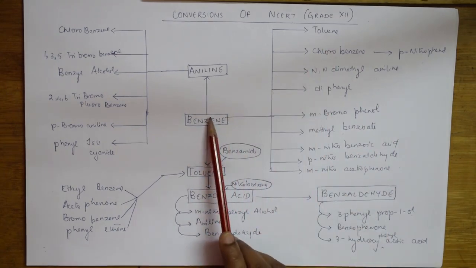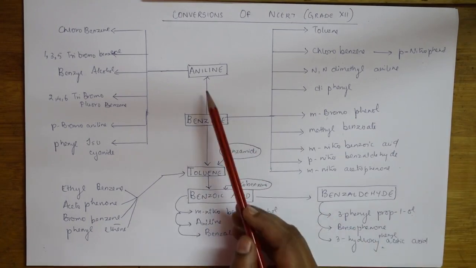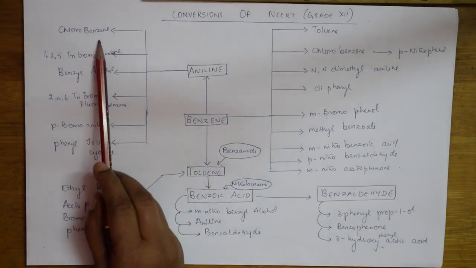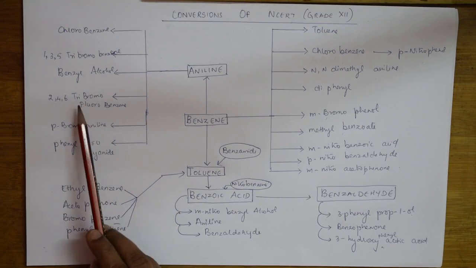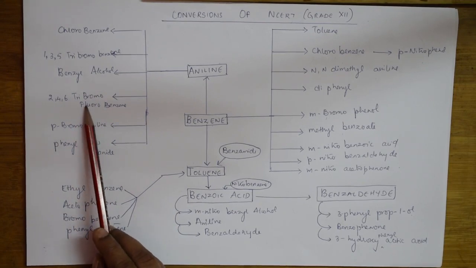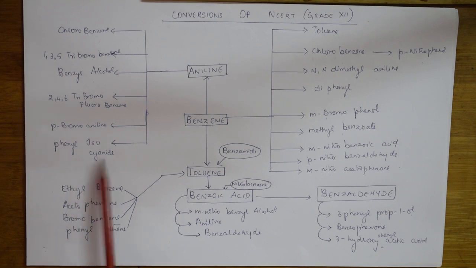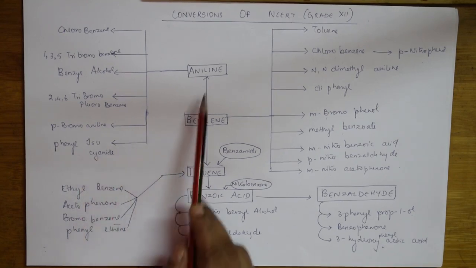Now you also have to learn the conversion of benzene to aniline, then benzene to toluene. Now here, benzene to aniline, again we have conversions of aniline into chlorobenzene, 1,3,5-tribromobenzene, benzyl alcohol, 2,4,6-tribromofluorobenzene, parabromoaniline, phenyl isocyanide. So this is your isocyanide test done. So I'll be teaching the carbylamine reaction. So I'll be teaching these conversions.